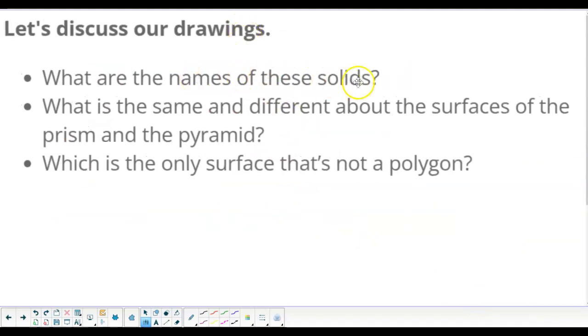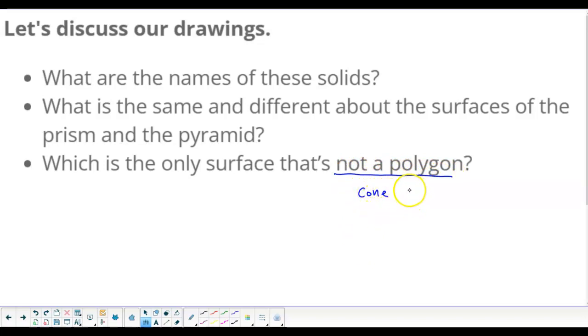So we kind of already talked about the names of each solid. What are some things that are the same and different about the surfaces of prisms and pyramids? So think about that, so you can kind of answer that question. And then, which is the only surface that is not a polygon? That's kind of the one thing I wanted to talk about here. The only surface that is not a polygon is the one with the cone, right?